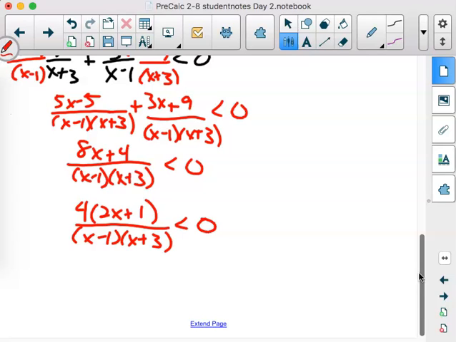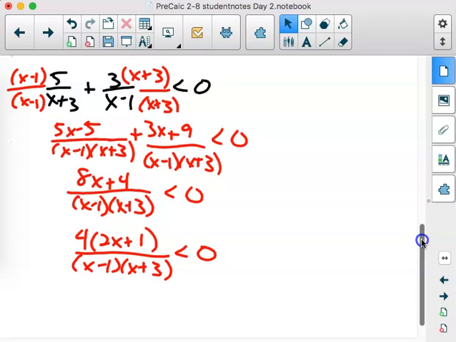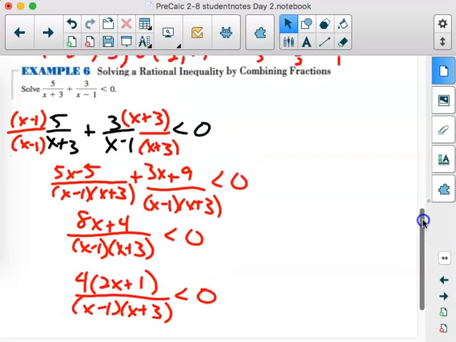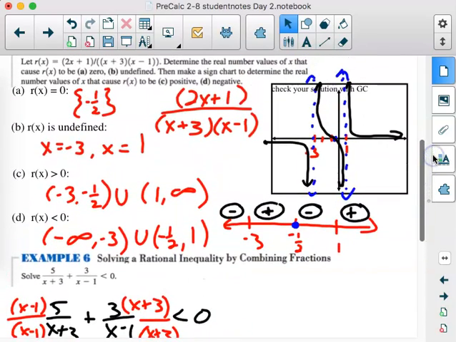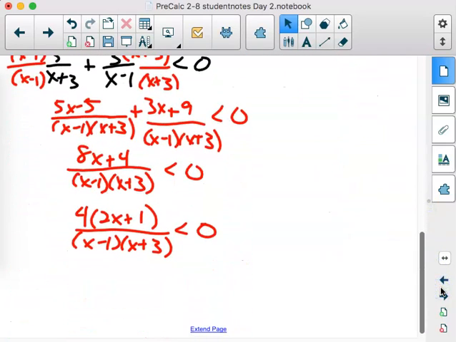And if I do that, I have kind of a little deja vu moment. 4 times the quantity 2x plus 1 over the quantity x minus 1 times the quantity x plus 3. All this is missing is the 4. So this example that we just did, example 5, if we multiply it by 4, we get this one. So then I think, would it be okay if I just divided 4 from both sides of this and used the math from the last one? And the answer is yes, because that's not going to flip our sign. It's not going to make anything weird happen at all, so we could do that.